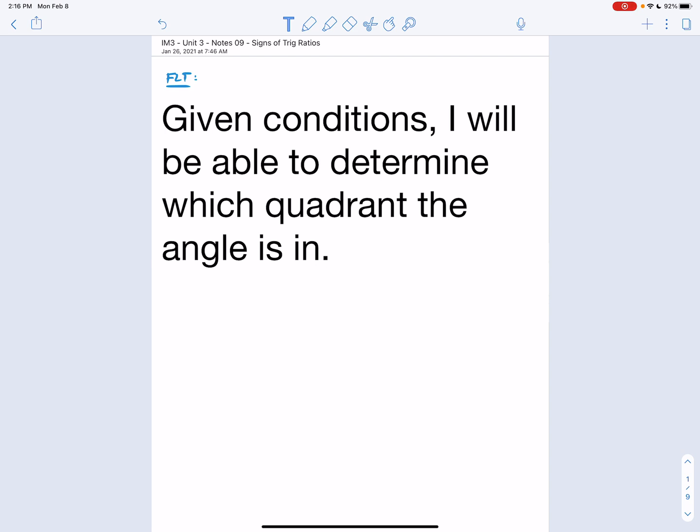So, given conditions, you're going to be able to determine which quadrant the angle is in. This is where the trigonometry kicks in. You may not have seen this in Integrated Math 2 or even Integrated Math 1, so this is where it's a little bit new. We're going to dive in a little bit deeper, okay?